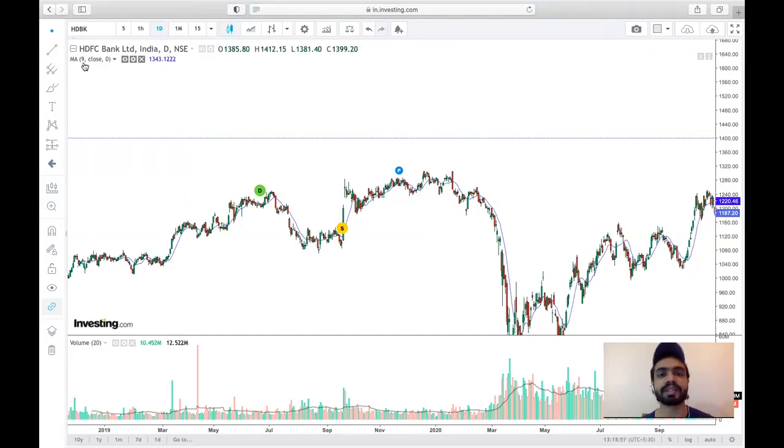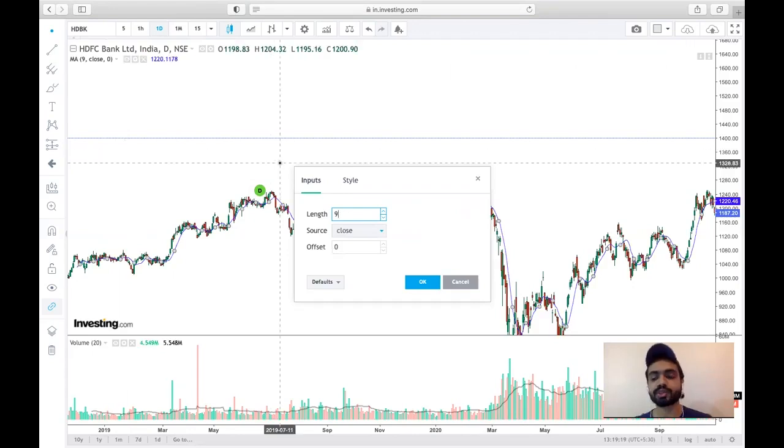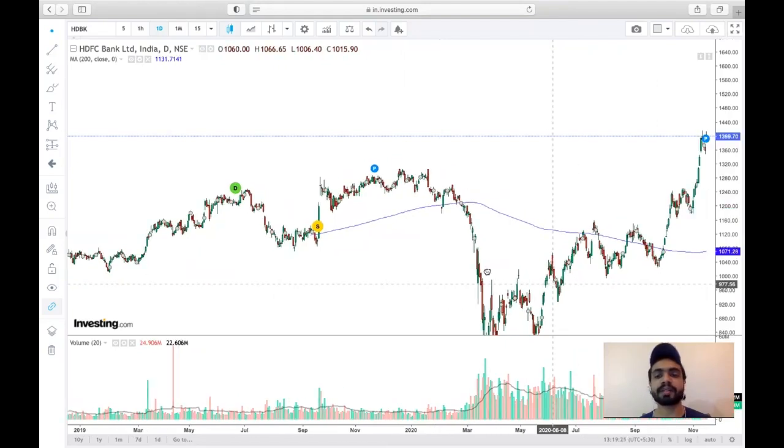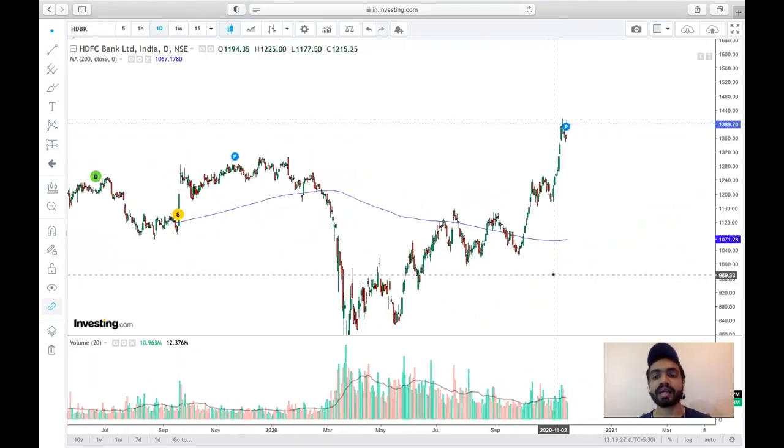Why do we call it a period? Because it is specific to the time period that we select. Now, since it is a day chart, it is taking an average of the close price of the past 9 candles. All right. Now, instead of a 9 period, what I will wish for is a 200 period because it shows us the biggest picture in the market. So now once I place a 200 period moving average, what will I see?